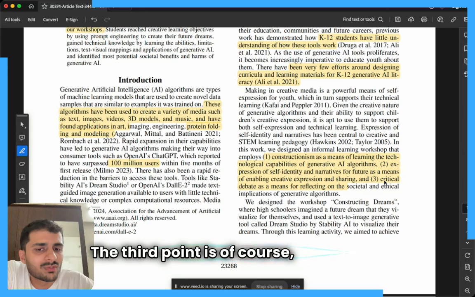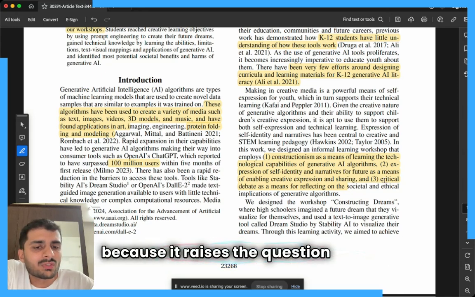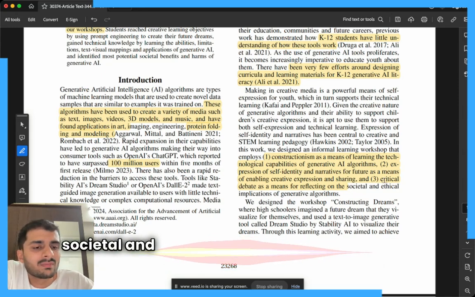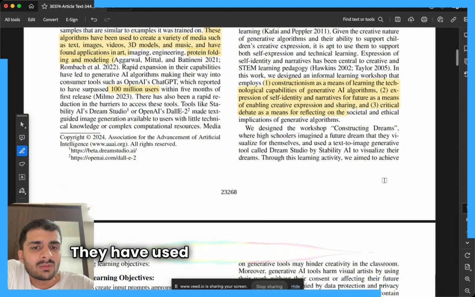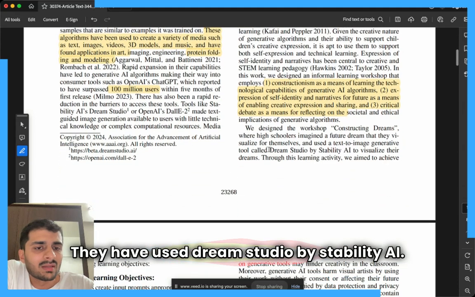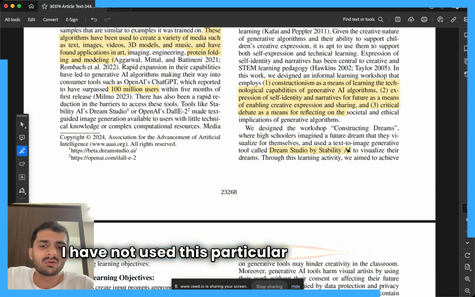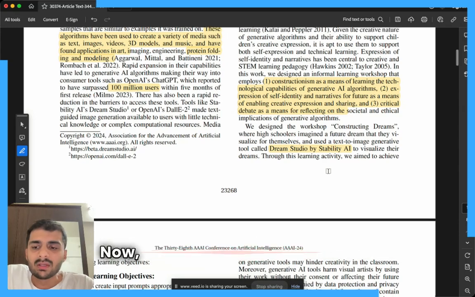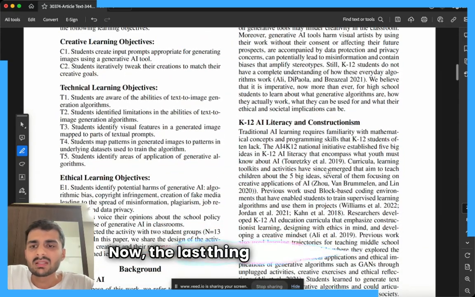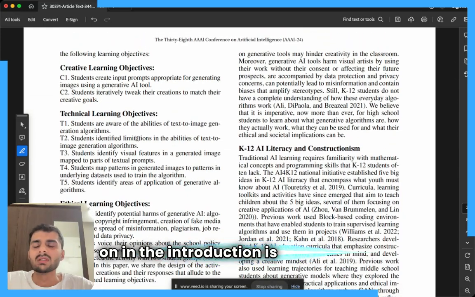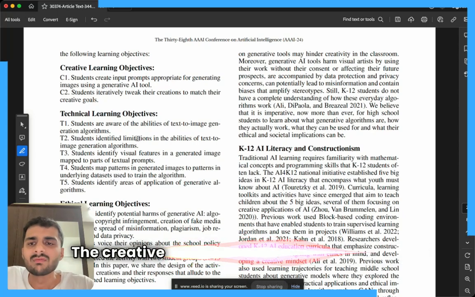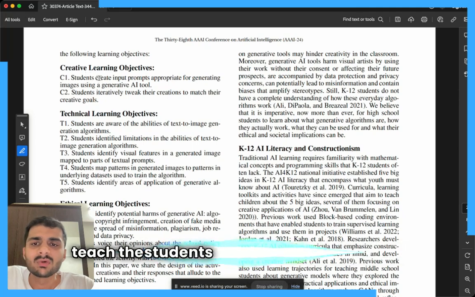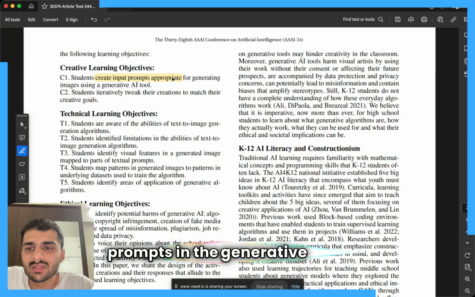The third point is, of course, interesting because it raises the question of the societal and ethical implications of generative algorithms. They have used Dream Studio by Stability AI. So this is interesting. I have not used this particular platform before. Now, the last thing that they focus on in the introduction is the creative, the technical, and the ethical learning objectives. The creative learning objectives would be to teach the students how to write appropriate prompts in the generative AI tools.